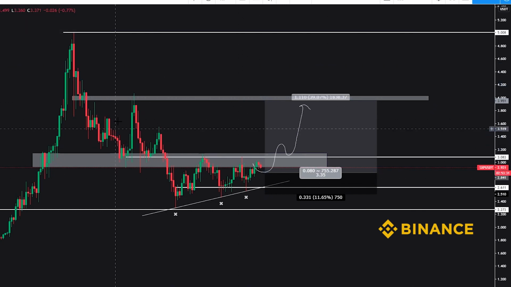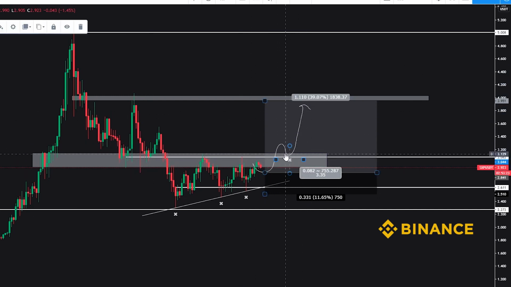That area. Another way that you can possibly enter or add on to the position is that once it reclaims this area, you can look to add on a dip here, so around $3.10 or so. That's how I would play Swipe.